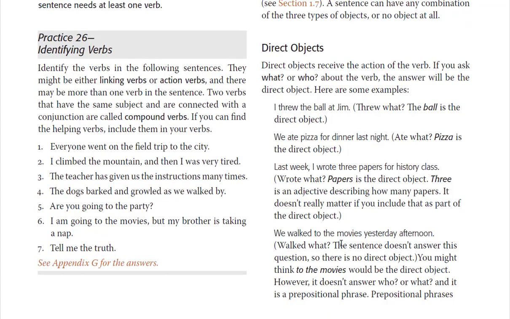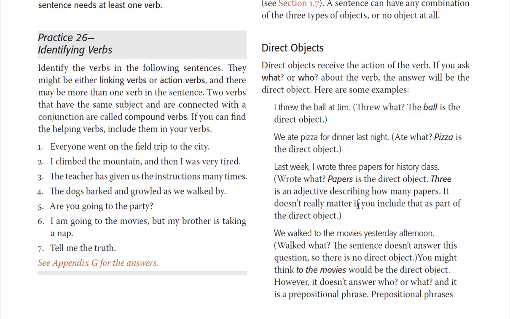We walked to the movies. You walked where? We don't know if they walked in Los Angeles or Las Vegas. We just know they went to the movies. So the sentence doesn't answer the question. This is an example of an intransitive verb because there is no direct object. You might think to the movies would be a direct object, but actually to the movies is a prepositional phrase. So that makes movies the object of the preposition.